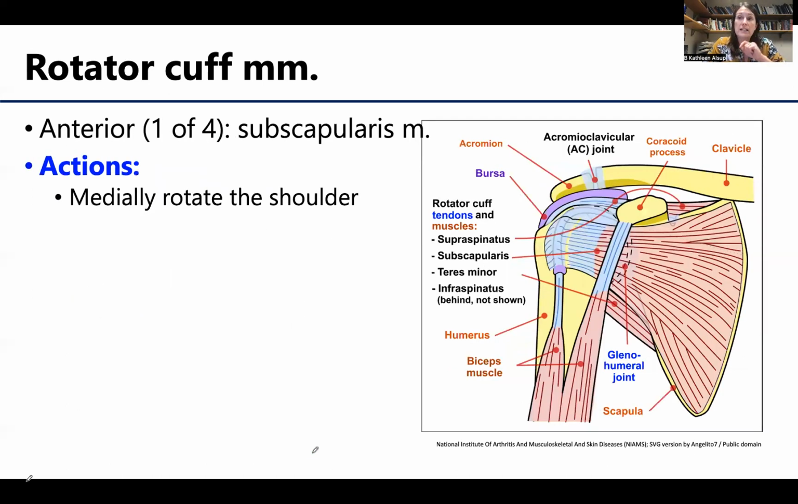And then the one anterior rotator cuff muscle is the subscapularis. You can see that here. You can see how its tendon is heading over towards the lesser tubercle, and it's forming that anterior portion of the rotator cuff. So whereas the infraspinatus and the teres minor were lateral rotators, the subscapularis will be a powerful medial rotator of the shoulder joint.